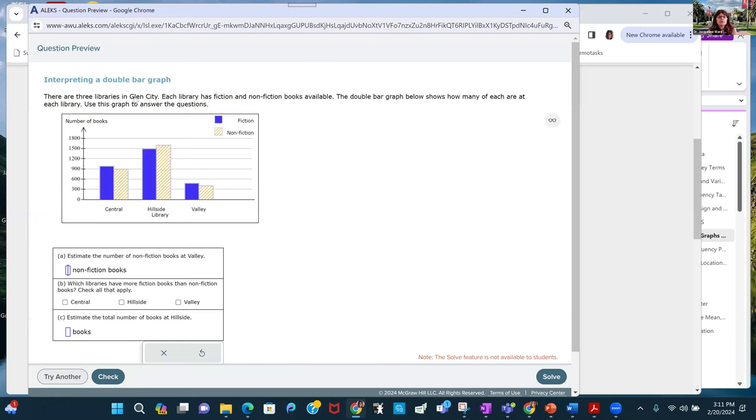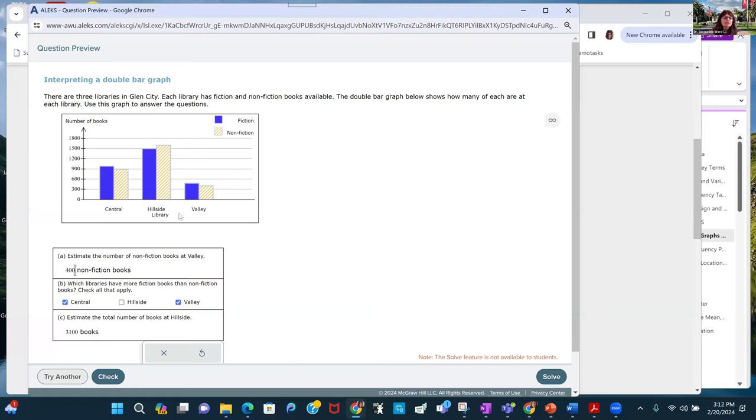Right here, we have 3 libraries in Glen City. So there's Central, Hillside, and Valley. Each library has fiction and nonfiction books. So I much prefer these types of questions. Just not as offensive. And again, you could just answer the questions by making sense of the double bar graph.